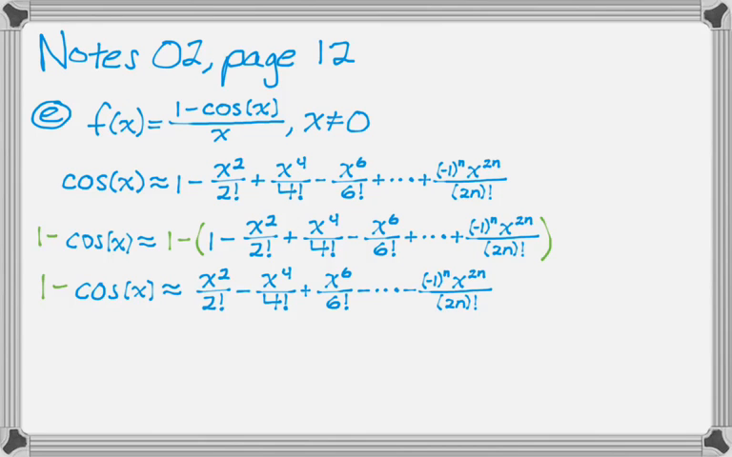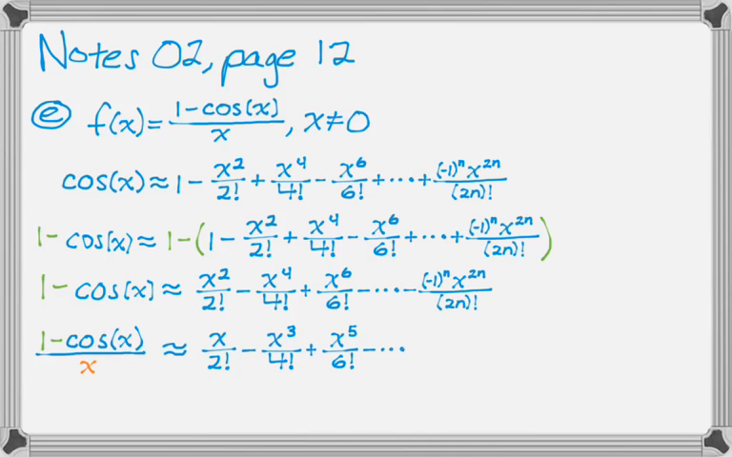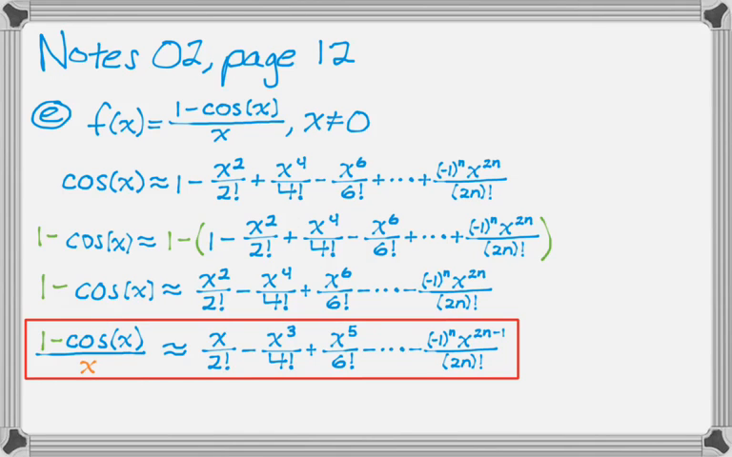It doesn't really matter. Now what I'm going to do is go through and divide everything I see by x. On the left-hand side, you get 1 minus cosine of x over x, which is what I was hoping to get. That's f of x. And then on the right-hand side, it just decreases the power of x by 1 in each term. So we get this. And the nth term ends up with 2n minus 1, because that's what happens when you're dividing. So we get that.